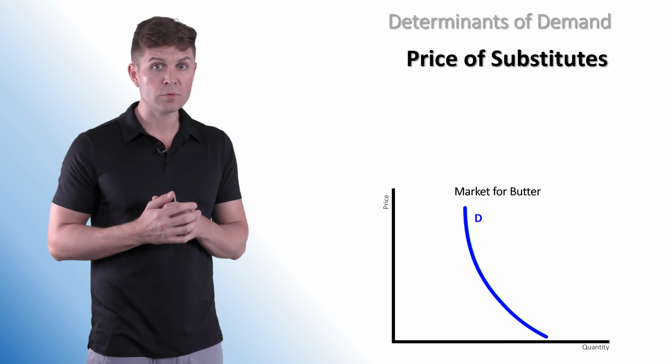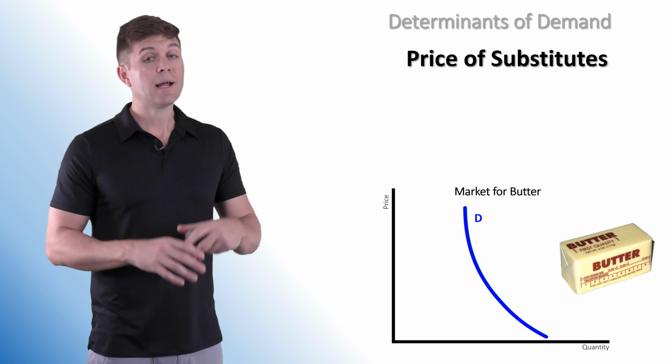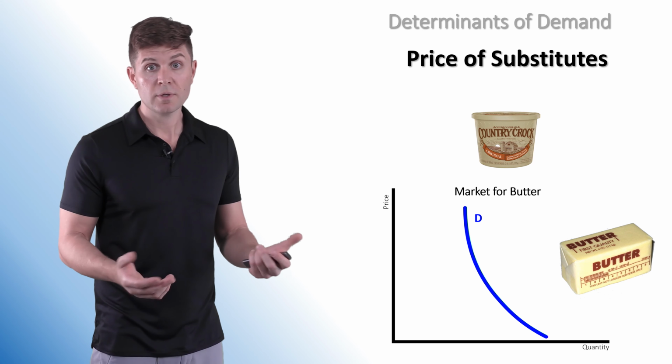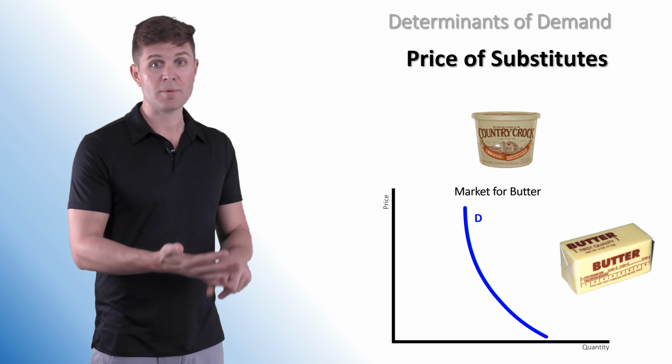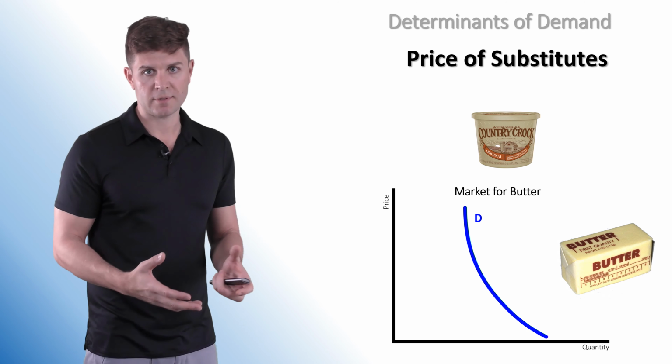Now, the price of substitutes can also impact the demand curve. Let's look at the market for butter. A perfect substitute for butter, or close to perfect, is margarine. They do about the same thing. We can use them in baking. We can use them on bread. We can cook things in them.